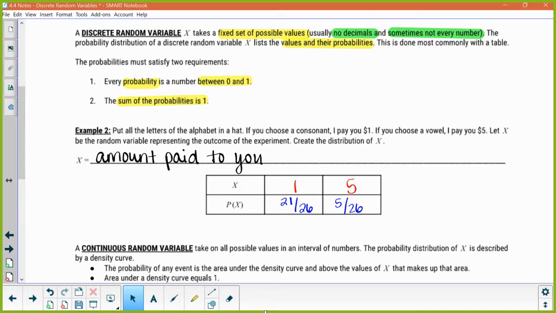And yes, it is as easy as that. It doesn't have to get overcomplicated. Again, this is one of those problems they throw at the beginning of an FRQ to get you warmed up and be like, yeah, I can do this. So I have my outcomes, I have my probabilities. This is my probability distribution for this example.